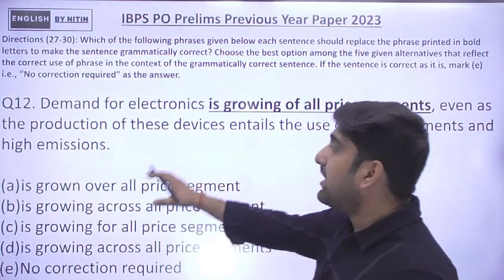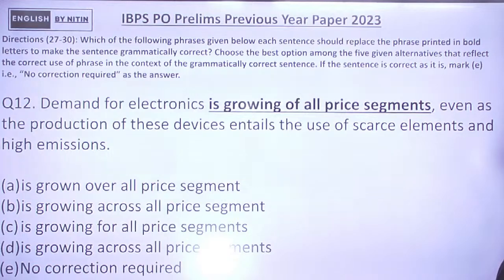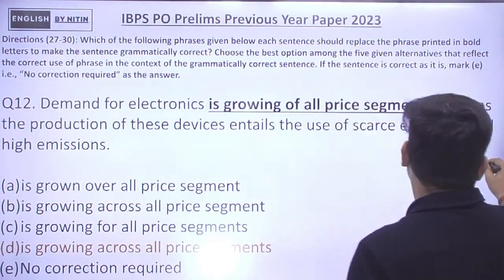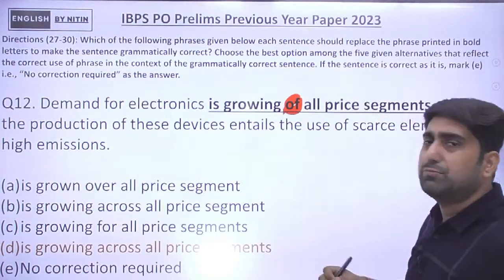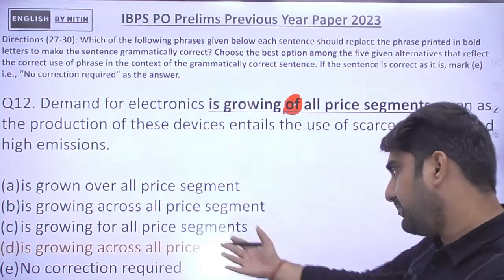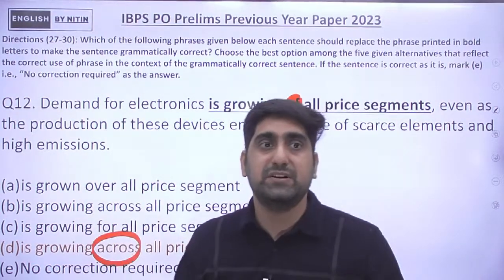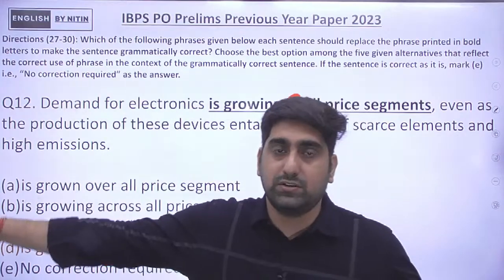So now guys, we have another question. Demand for electronics is growing of all prices. No, we have some issue here. Of all seems to be wrong. I guess it should be across, right? It should be across. The correct answer is across all prices. I mean from the start to the end, from this end to all the other end.